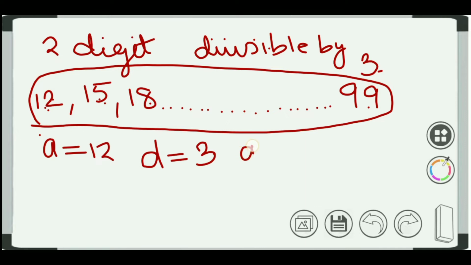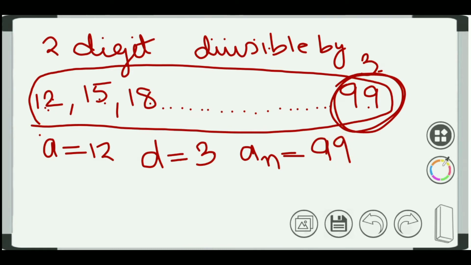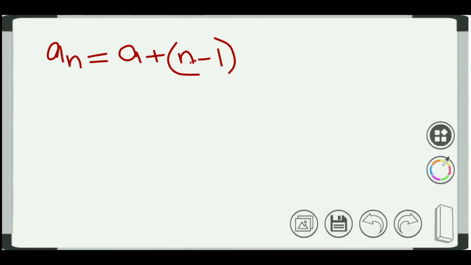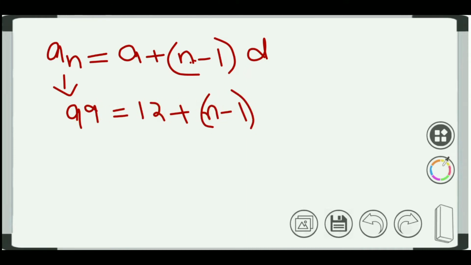Then you have another one, a n. a n means the last one, nth term, 99. So you can substitute these values in the formula. a n is equal to a plus n minus 1 into d. Okay, so I am substituting a n is equal to a plus n minus 1 into d. Then we need to get the value of n, the number of terms, which is what we need to find. a n is 99 equal to a, 12, plus n minus 1 into d, which is 3.